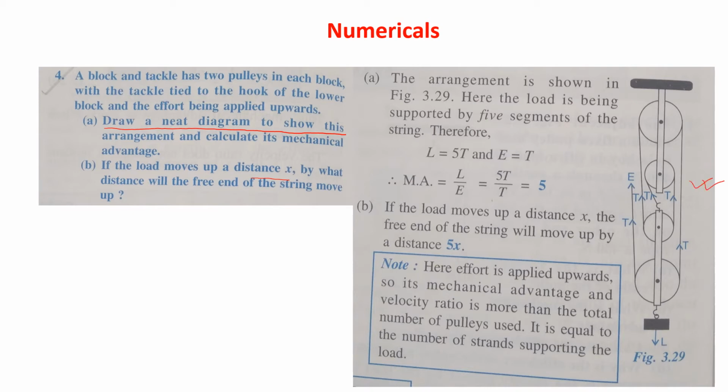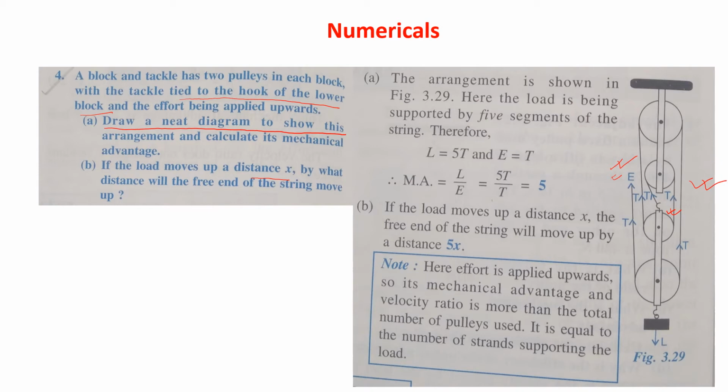This is the diagram. And they said that with the tackle tied to the hook of the lower block, that means you have to start from here, from the lower block. So the effort is coming in the upward direction. It is tied to the lower hook, that is why it is coming in the upward direction. Effort is coming upward because it is given in the question paper, so you have to do according to the question. You have to start the string from the lower hook.